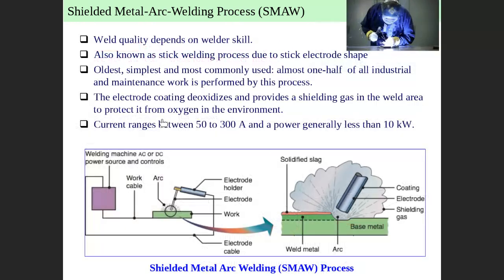Here we are describing what we described earlier. This is the electrode. This is the holder. We connect the electricity, then the arc will be created. This one will be melted and deposited. This one will be evaporated, creating gas, and slag will be created, and so on. So this is what we call shielded metal arc welding.